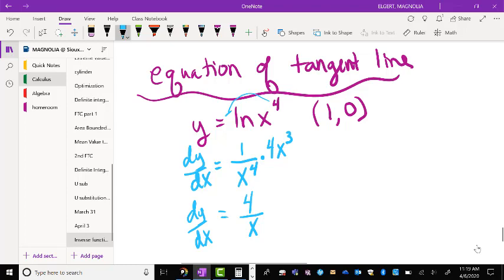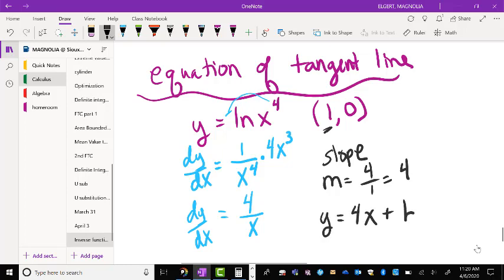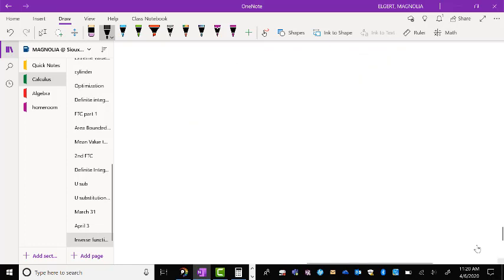So then this might be a refresher that we need. How do we find the equation of the tangent line? Well, first we need the slope. So to get the slope, we have to put x into your derivative. So my slope, m, would be 4 over 1, which is just 4. The equation of the line then would be y equals 4x plus b. How do you find b? Well, you're going to plug in 0, and you're going to plug in 1. So 0 equals 4 plus b, so b is negative 4.